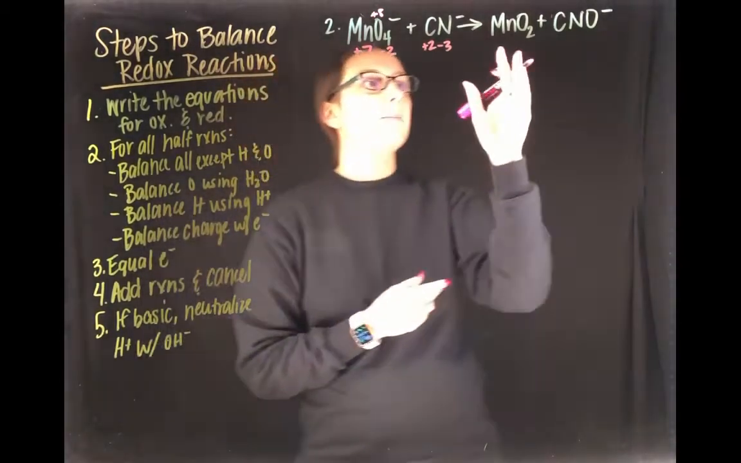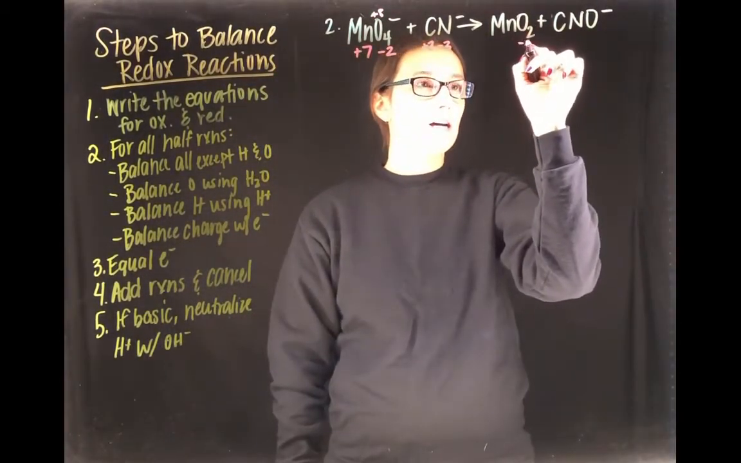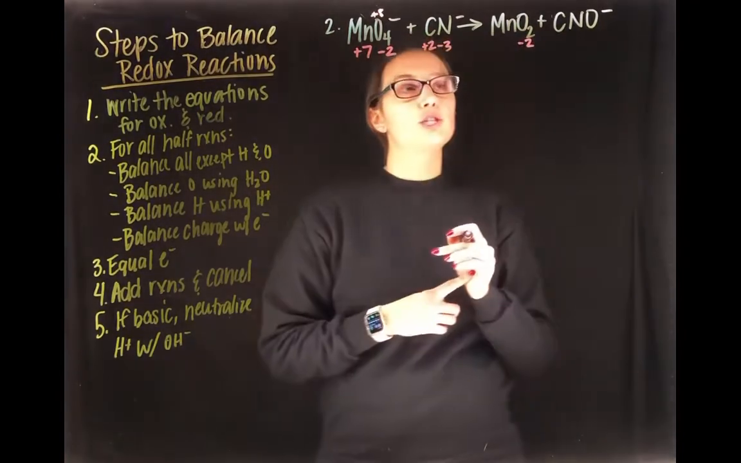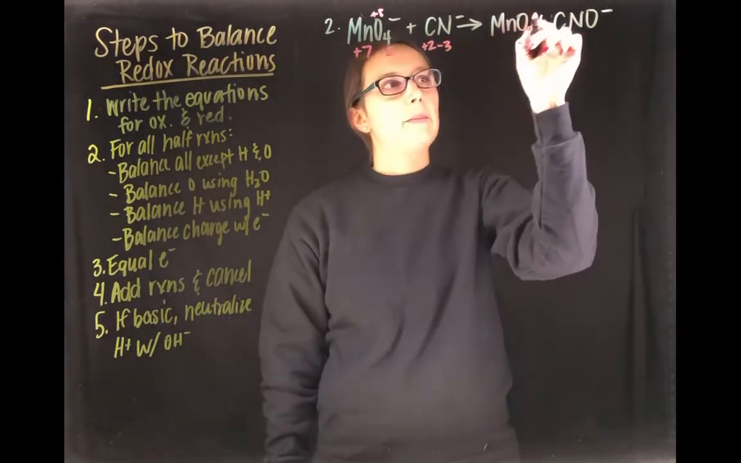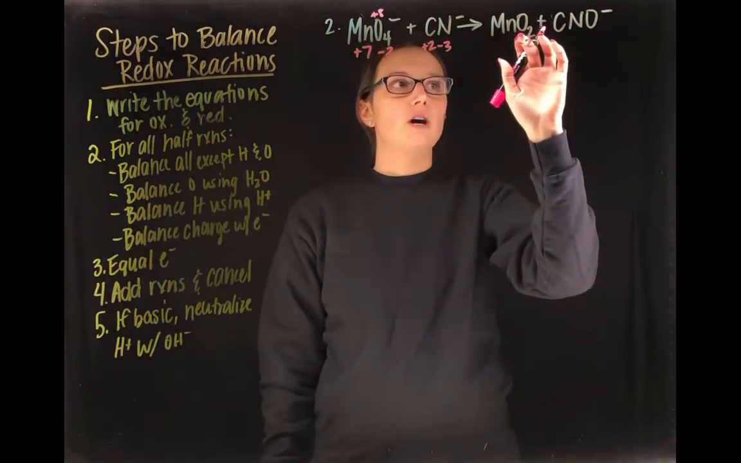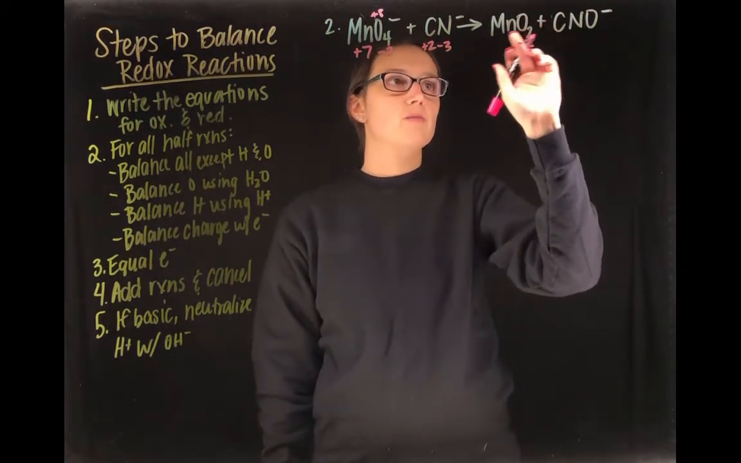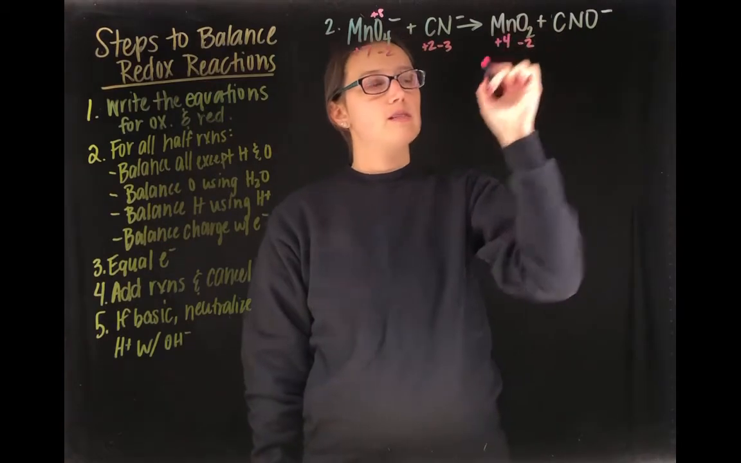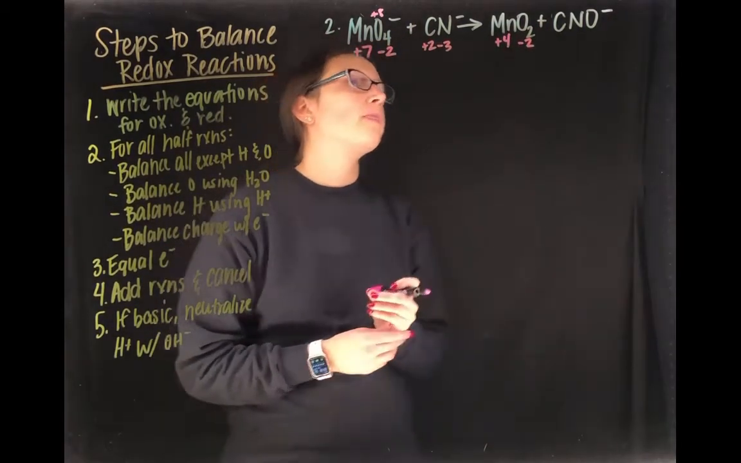Now we're going to look at MnO2. So just like before, each oxygen is always -2, which means that Mn, since there's no charge, this must equal 0. So if each oxygen is -2, that whole thing is -4, which means Mn must be +4.